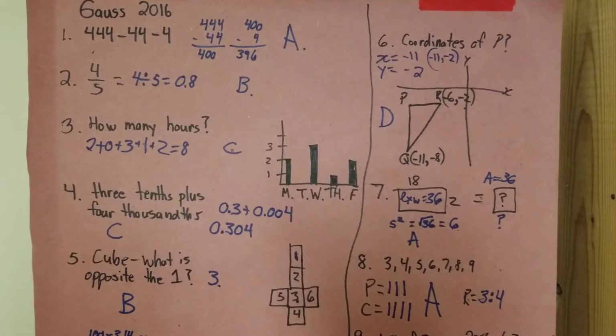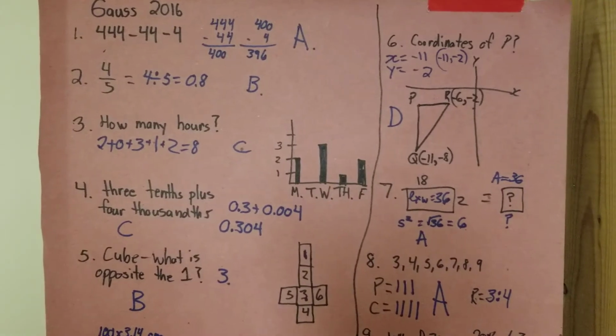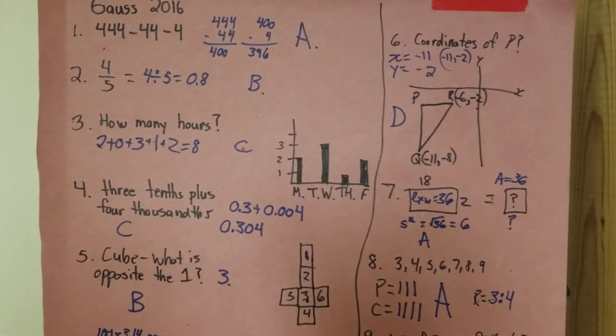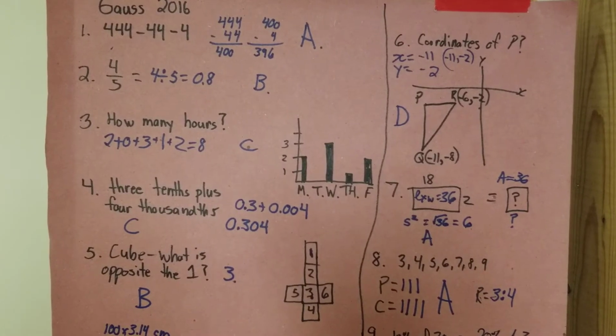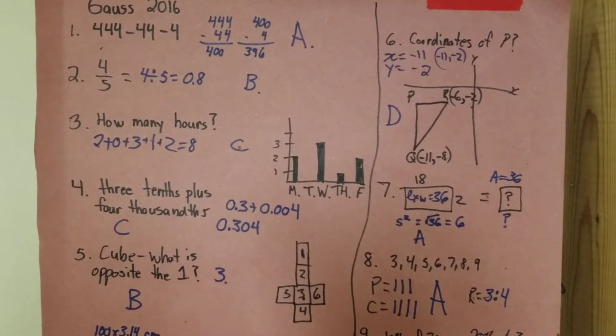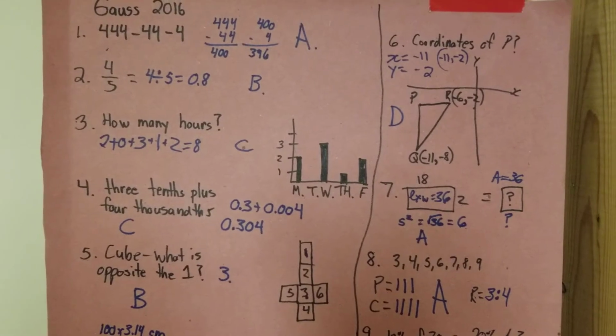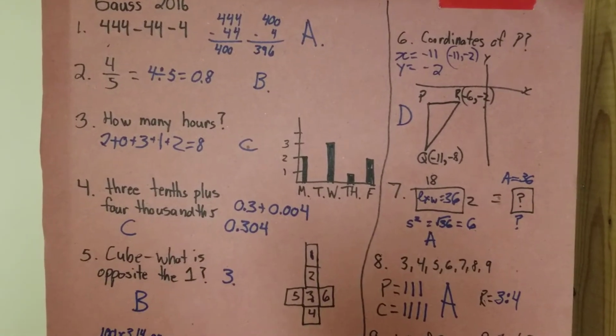Number 3 asks how many hours this guy worked. Look at the beautiful graph I even made. You just got to add up together. So Monday he worked 2 hours, then he worked 0, then 3, 1, and 2. I add them together, equals 8. Answer is C. Number 4 asks about 3/10 plus 4 thousandths.